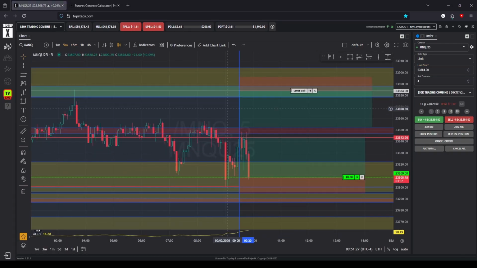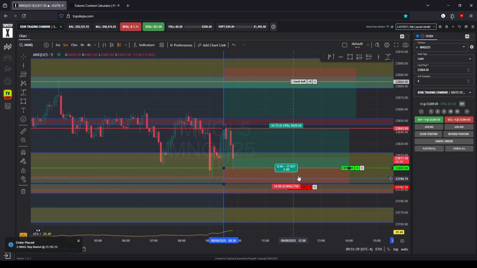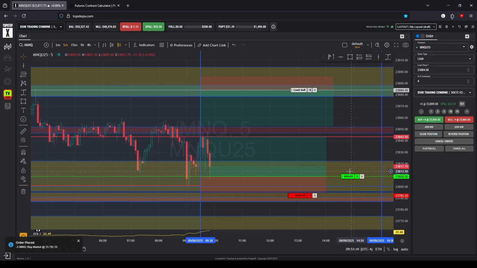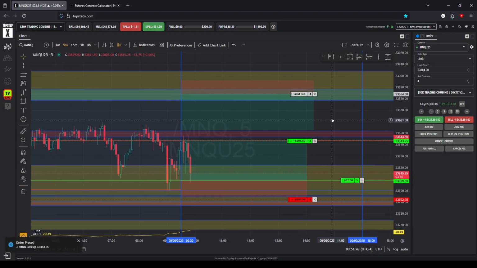Okay, a bit of an update. Order just got filled. I am moving my stop loss. It's not exactly 100, but it's fine. I'll give it some leeway. I'll move it here. And then I'm moving my take profit up here. 205, I think it's an okay level.